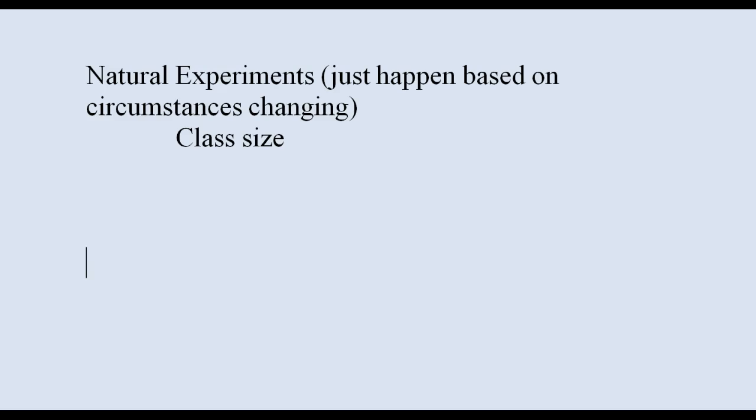This was not contrived. They didn't go into a classroom and say, well, we're going to have this class only have 10, this class is going to have 25 students, and we'll see what happens. No, it just happened to naturally happen that way, so people were able to measure it and make some interesting conclusions. So that's another type of experiment that works quite well if you can find them.